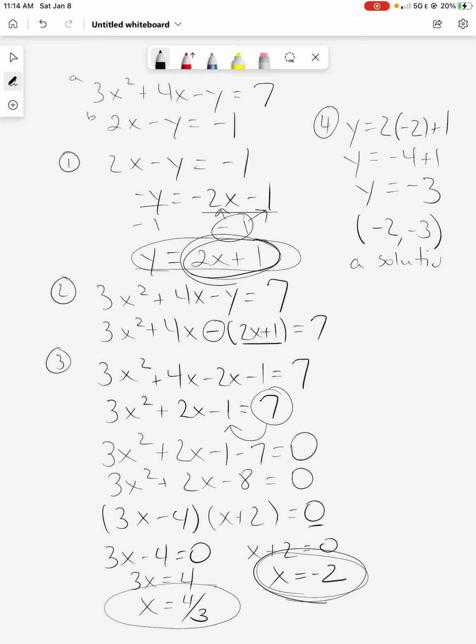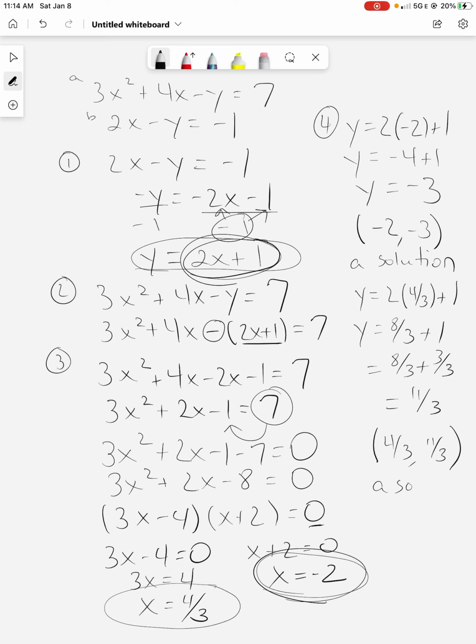It's an x value and a y value. Now I have to do the same with 4/3. I'll have y equals 2 times 4/3 plus 1. y equals 8/3 plus 1. Get a common denominator, right, of 8/3 and 3/3. And I'll get 11/3. So 4/3, 11/3 is also a solution, right? We have two answers. We have this point and this point.